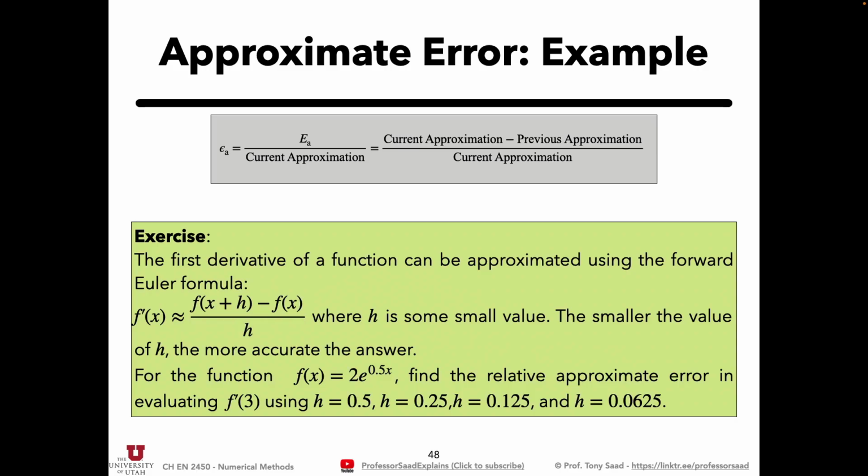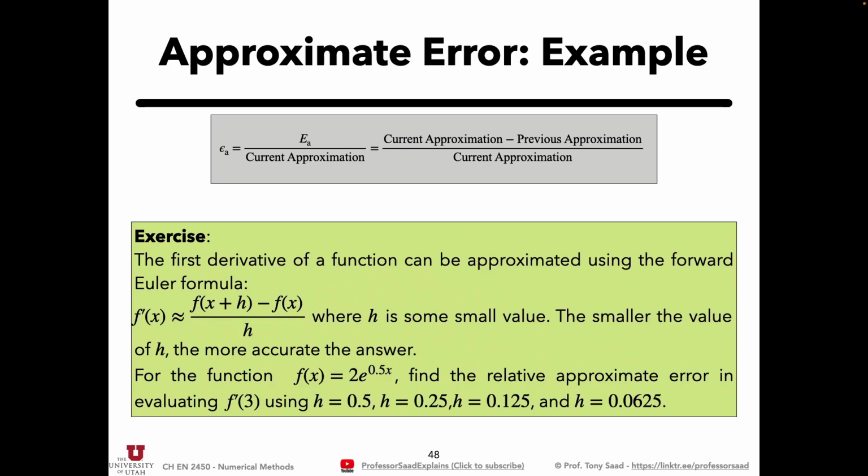So we're going to go through this problem again. For f of x equal 2e to the half x, we're going to find the relative approximate error in evaluating f prime of 3, so the same question as before. But now we don't know the true value. We're going to assume we don't know the true value. We want to measure the relative approximate error for h equal 0.5, 0.25, 0.125, and 0.0625.